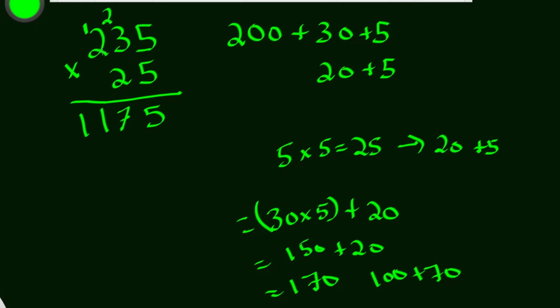5 times 2 is 10, plus 1 is 11. Or 5 times 200 is 1,000, plus 100 is 1,100. 235 times 5 equals 1,175. Now we're going to move over to the tens column.